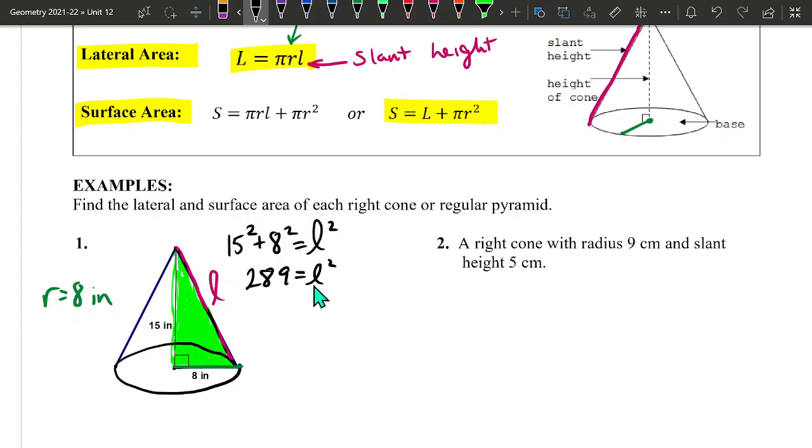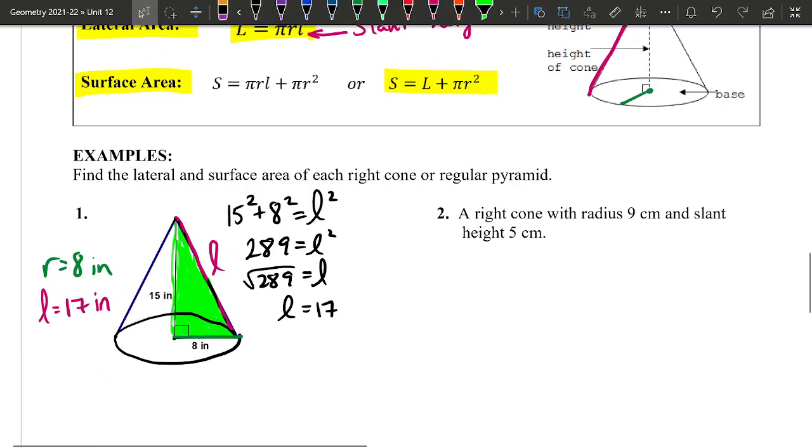So 289 equals L squared. So the square root of that would then equal L. So the slant height is 17. Yes, the fish is 17. So it's 17 inches because that's a linear measurement. So we have the radius and the slant height, 8 and 17. Now that we have those two values, we can go ahead and solve for the lateral area.